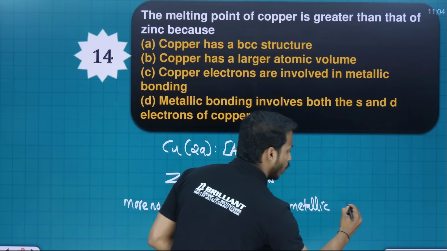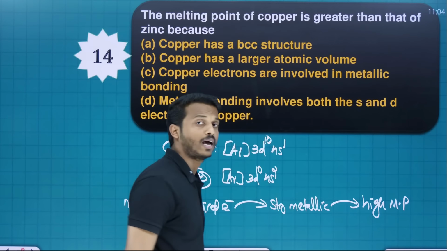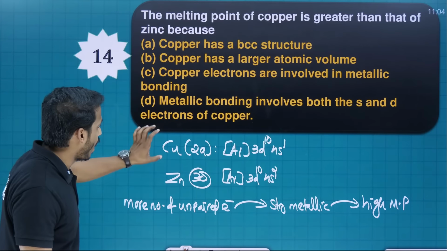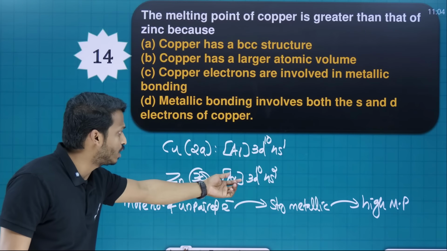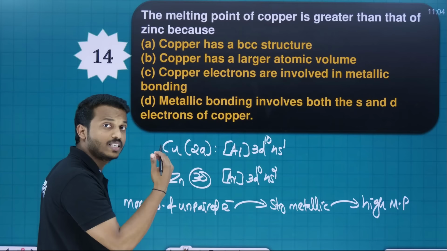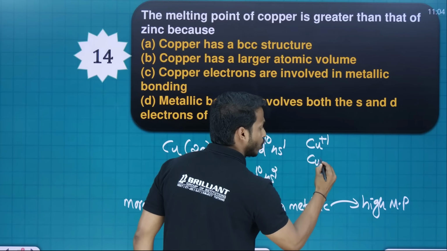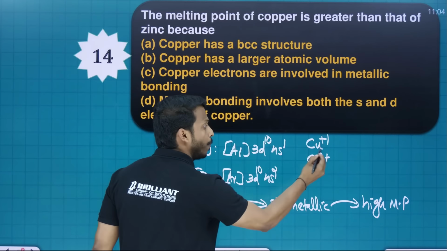Stronger the bond, they have what? High melting point, right? High melting point and high enthalpy of atomization. So why copper? In zinc there is no unpaired electron, but copper in 2 plus you consider. Copper can exist in different oxidation states, right? Copper plus 1 is there, copper 2 plus is there. You consider copper 2 plus.